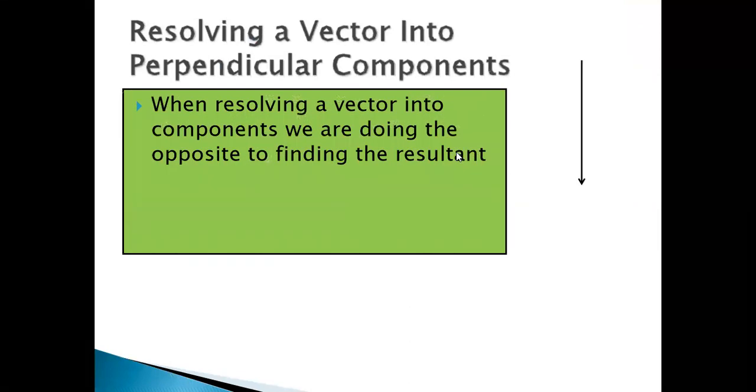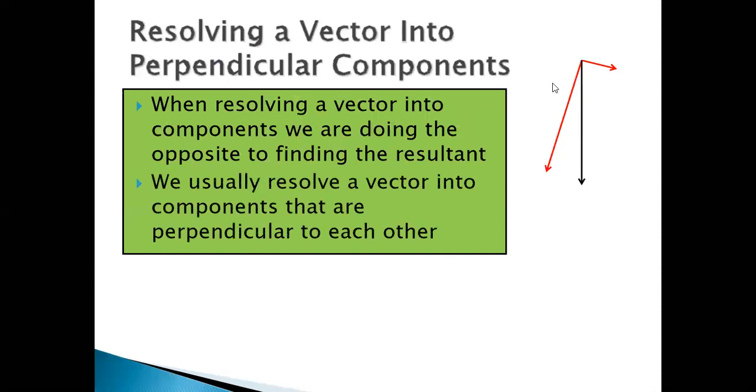You need to understand that when resolving a vector into components, we are doing the opposite of finding the resultant. Look at these two vectors here. These two vectors are perpendicular to each other. When we say perpendicular, we mean two lines meet at a right angle. So this is the first vector, and this is the second vector, and they meet at a right angle here. So we say these two vectors are perpendicular to each other. We usually resolve a vector into components that are perpendicular to each other. By now, you should know what perpendicular lines are.